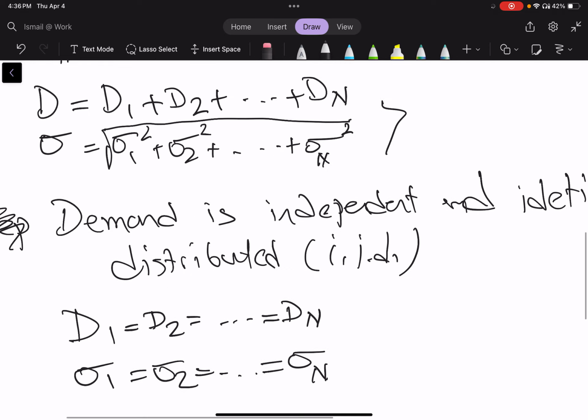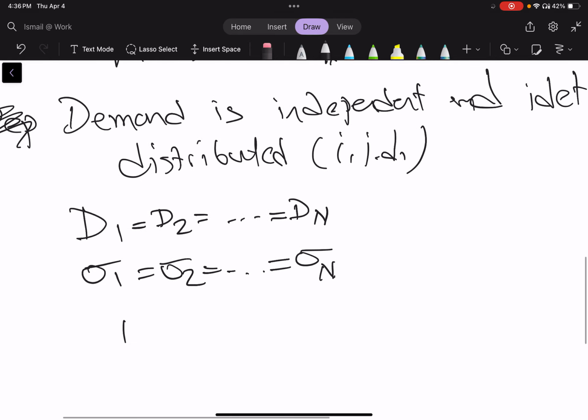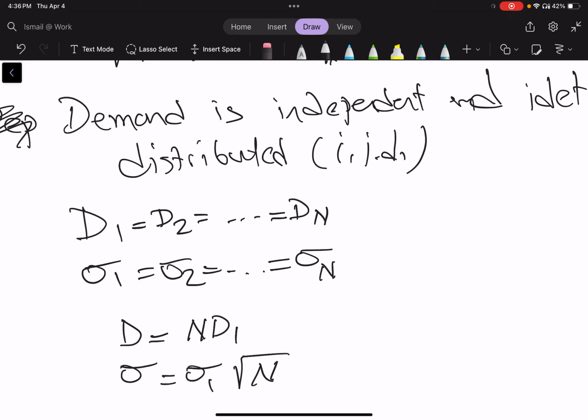If this is the case, I can simplify this formula by saying that the demand at this new location after the consolidation is going to be N times demand 1, and the standard deviation is going to be equal to sigma 1 times the square root of N. Right? That is basically the risk pooling.